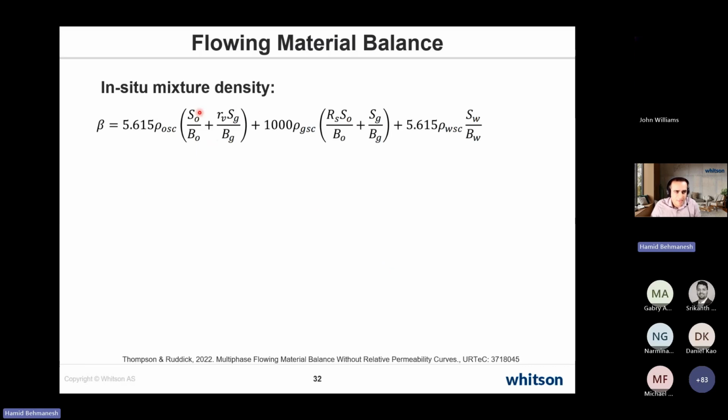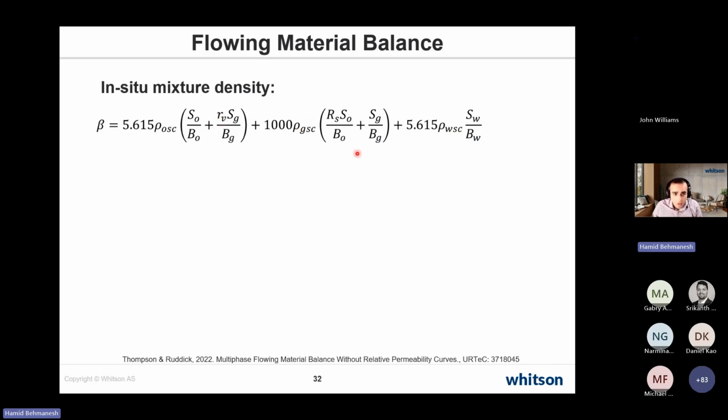And let's talk a little bit about mixture density. You see the density at the surface condition for oil, gas and water showing up here. It's not that different from the pressure, but things are presented in terms of density. So what are these terms here? This is simply oil saturation divided by formation volume factor. We know that in the reservoir condition, oil will be split both in the oil phase and in the gas phase. In the oil phase, it is oil; in the gas phase, it is solution oil in gas. That's why we have RV terms here.